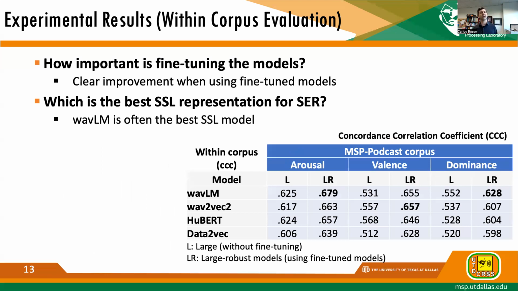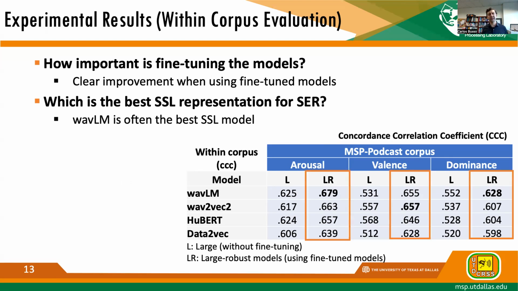And what we found here, when we tested within corpus, going back to our questions, is the result when we train and test with MSP-Podcast, of course with different partitions. In this table, the columns with L represent the models before fine-tuning, and the columns with LR are the models after fine-tuning. What we found consistently for arousal, valence, and dominance is that performance does increase when you incorporate fine-tuning. So there is a clear improvement when using fine-tuned models.